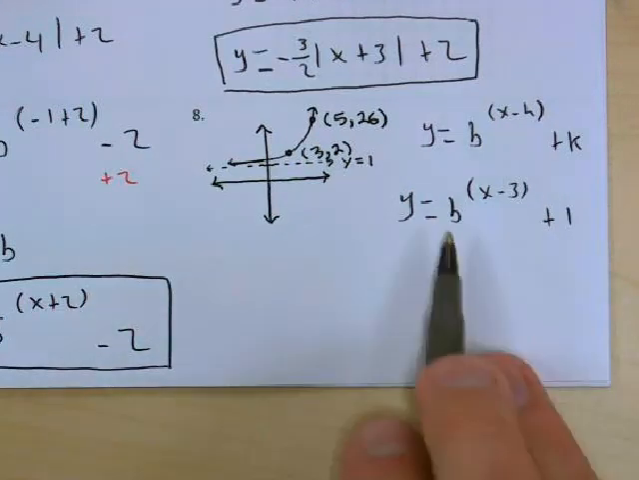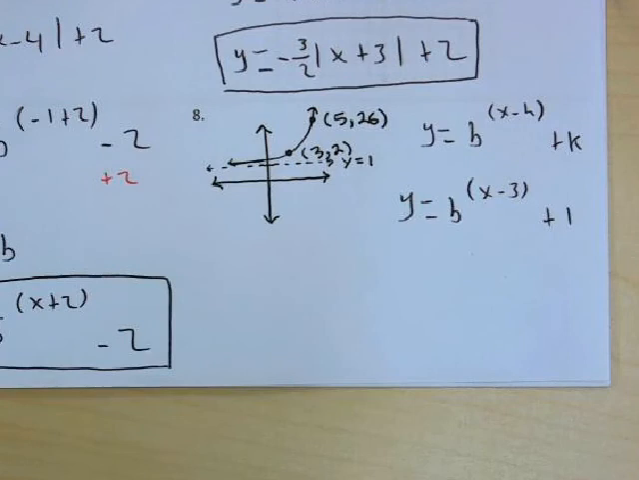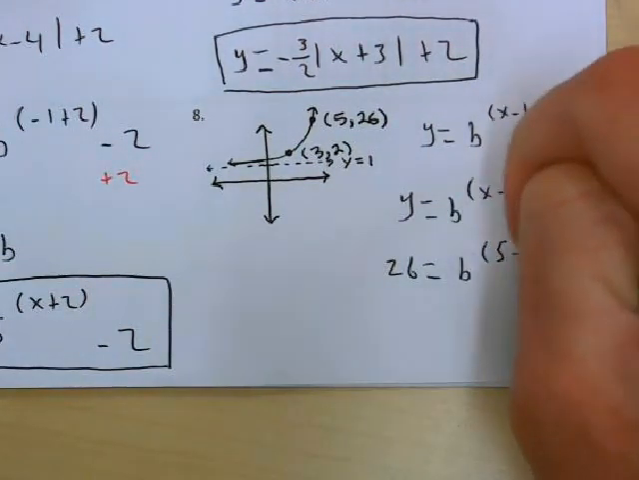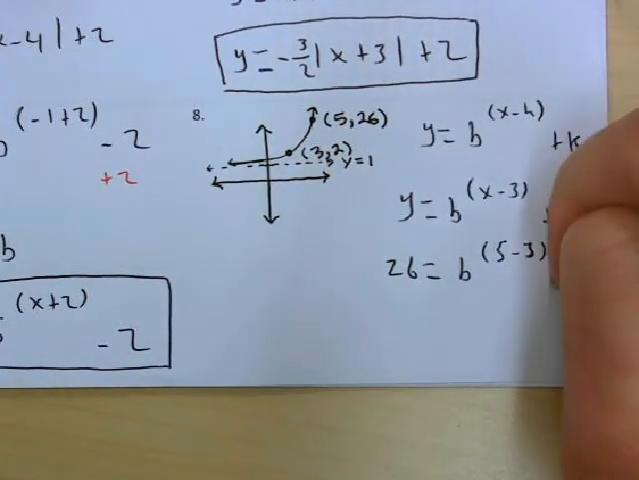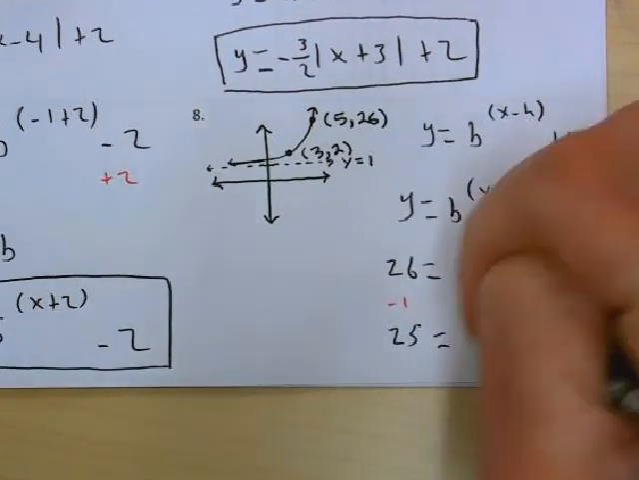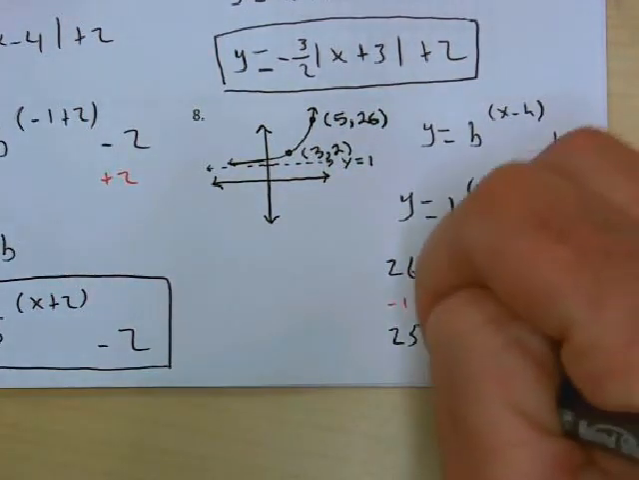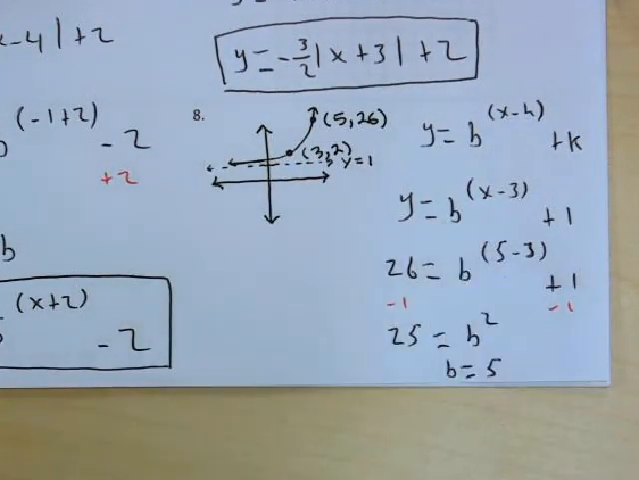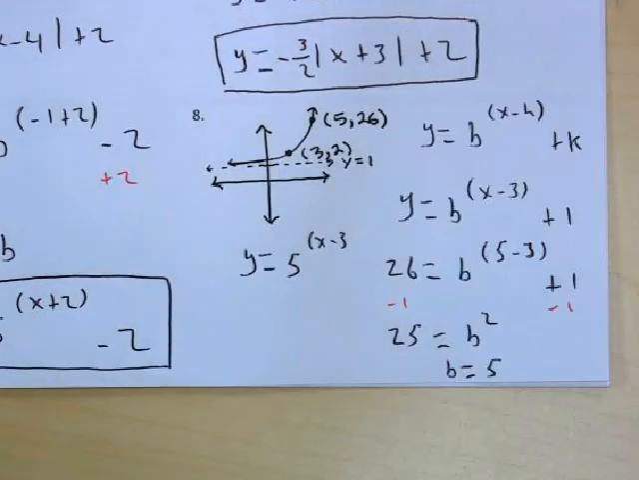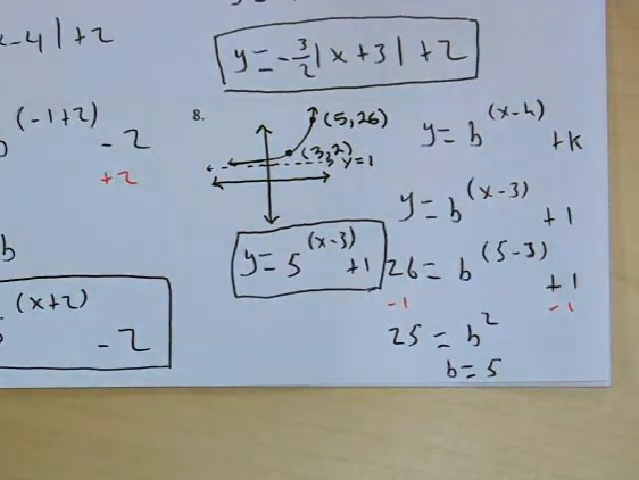Okay, next, how do we solve for b? Well, let's plug something in for x and y, and then we can solve algebraically. So if I stick in x is 5 and y is 26, we can solve for b. So then we get 26 equals b raised to the 5 minus 3 plus 1. Okay, let's start by subtracting 1 from both sides. And we get 25 equals b to the 5 minus 3, so b squared. And then, well, let's just think, what squared is 25? Well, 5. So then, again, we get b equals 5. And now we can stick that in here, and we'll have our equation, which is going to be y equals 5 raised to the x minus 3 plus 1. Not a ton of space there, but it fits. All right, and then next we'll start the second page.